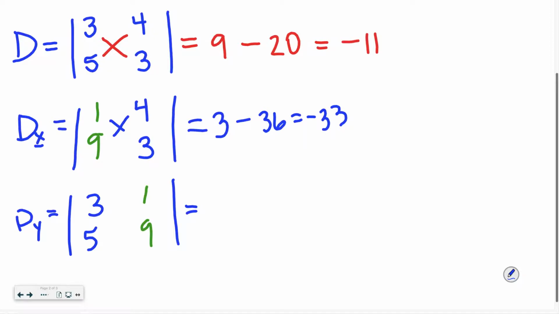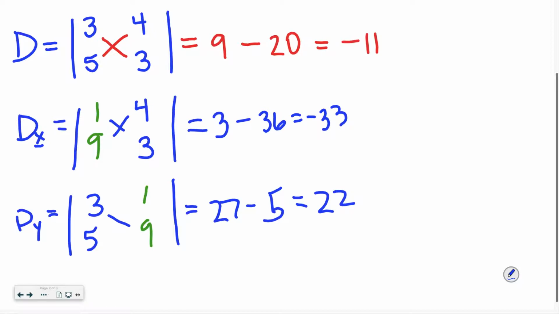Hayden, what's our determinant? 31? Yeah, 36 minus 5. No, sorry, 27 minus 5 is 22. I don't know why I saw 36. It's okay. We're still getting warmed up, right? Yeah. Okay.